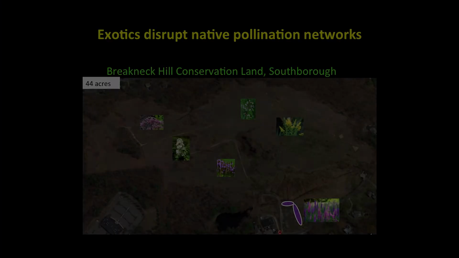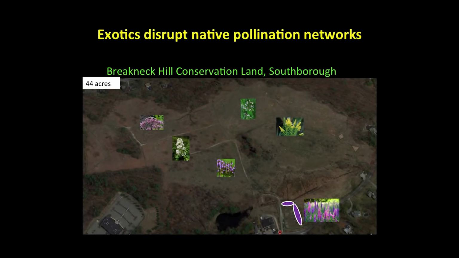So the exotics are a new resource that's coming in, and so it's going to affect the competitive interactions between the pollinators, but also it's going to affect the plants. So this is Breakneck Hill, the native plants. This entire 44 acres was covered with native plants: goldenrod, blue vervain, Joe Pye weed, meadowsweet, and spreading dogbane. There's purple loosestrife in this small area down here. If we look at the visitation to purple loosestrife, it was off the charts. So all of this red is all purple loosestrife visiting and very few natives.